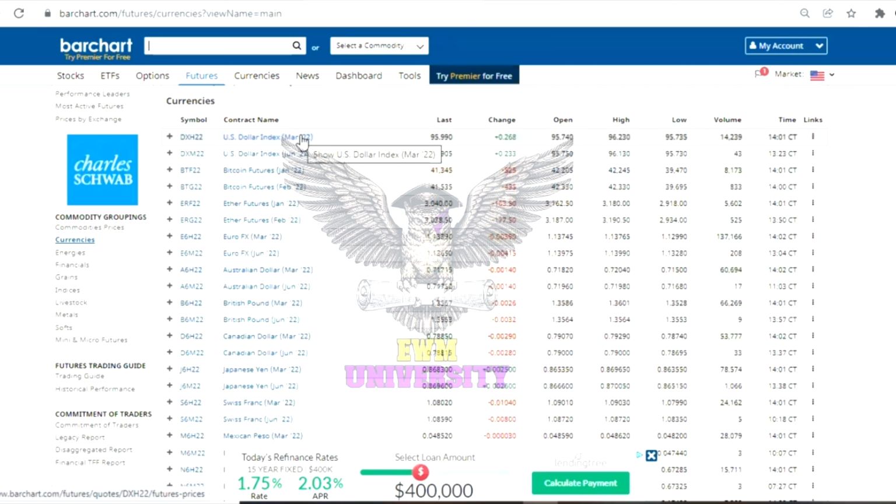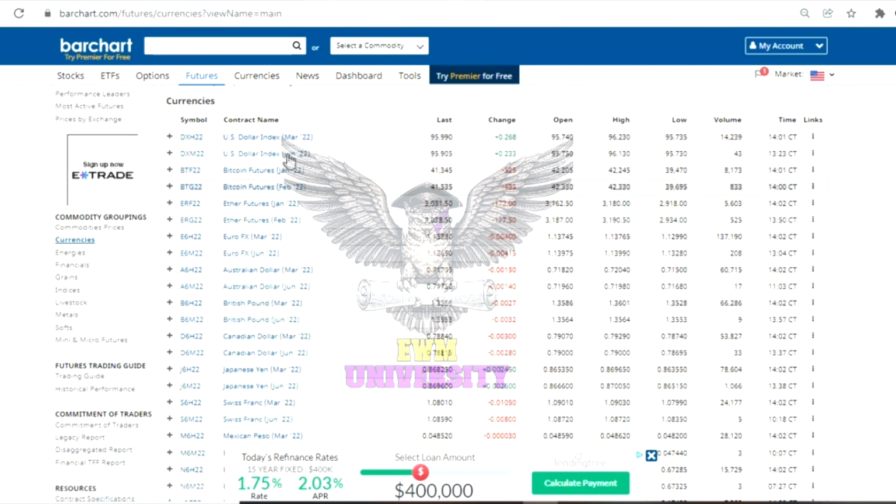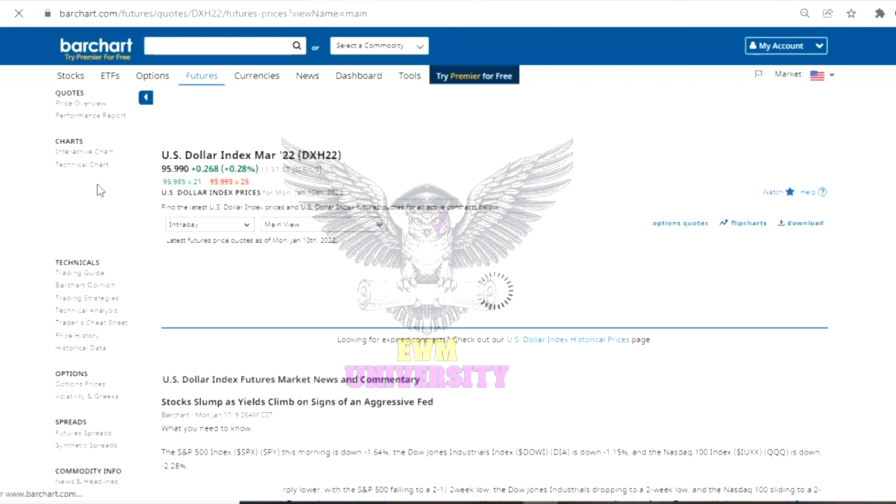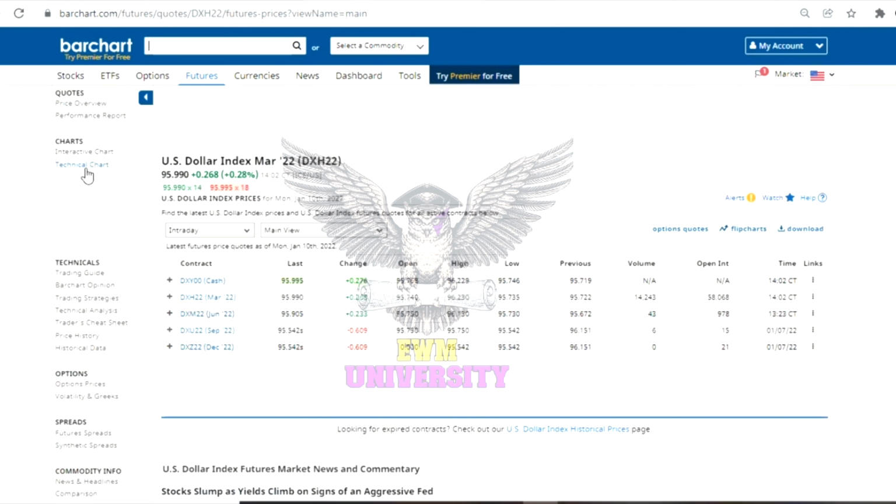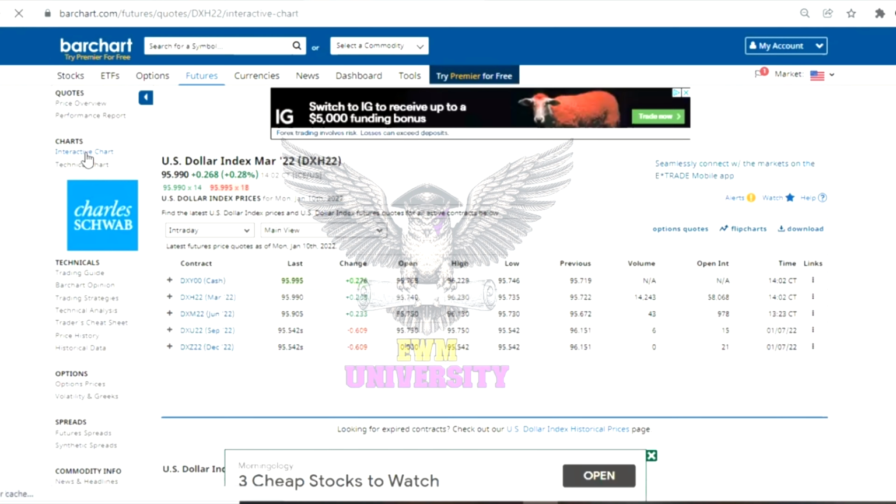Now, you don't want to just go solely on the next contract. You also want to scroll over here and find the one that has the highest volume. So we see for the United States dollar, we have the March and the June futures contracts. But we scroll over here to the volume, and the March contract has the most volume. So this is the one that we want to look at. So we're going to select the US dollar, and then scroll over here, and under charts, select interactive chart.